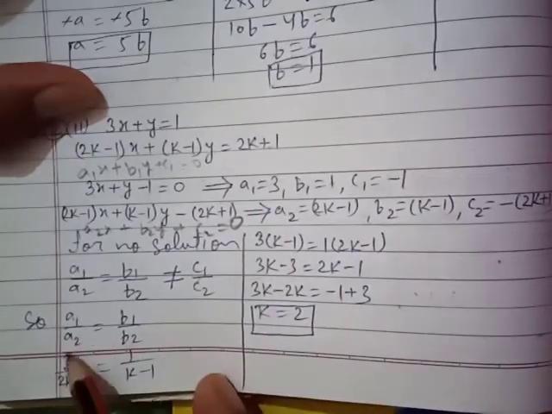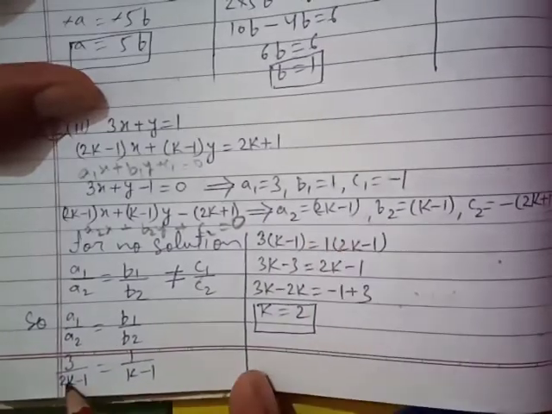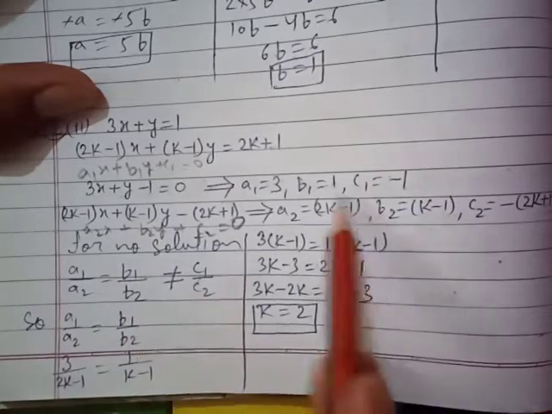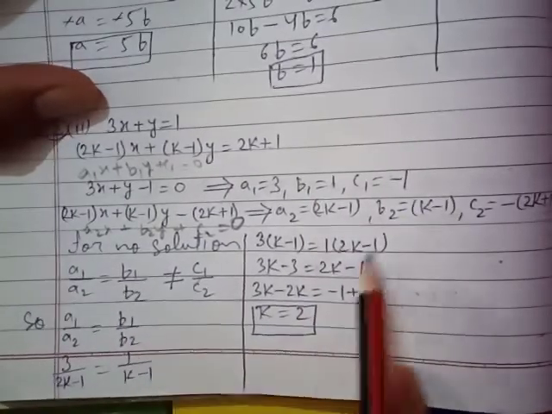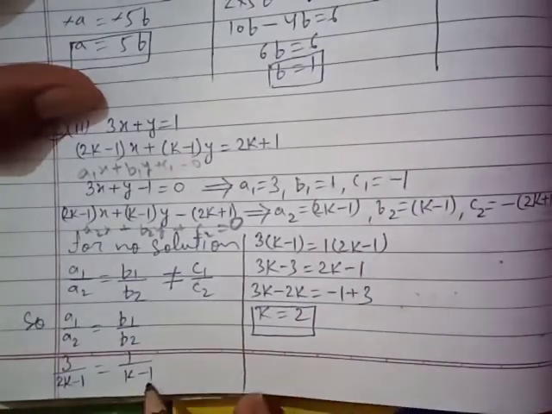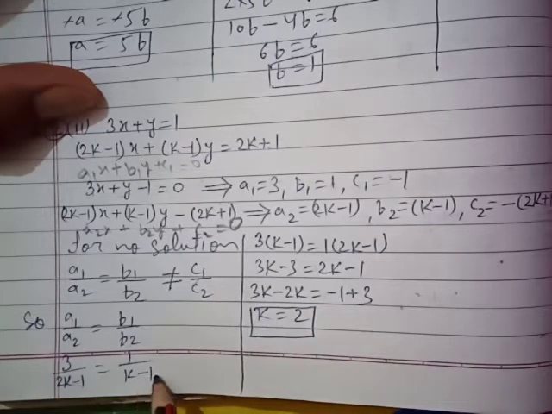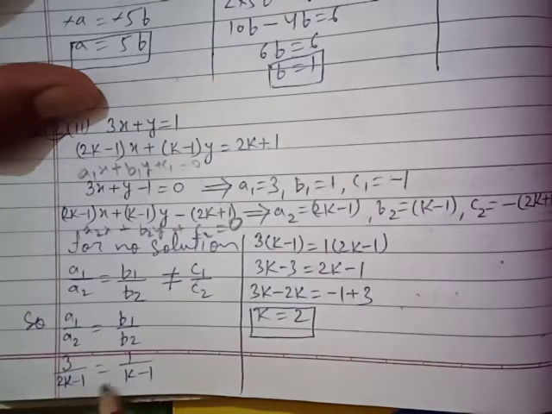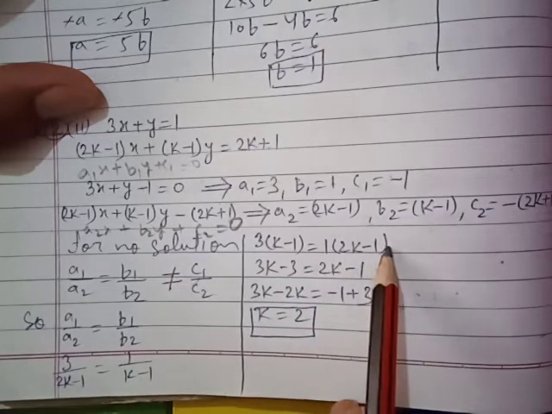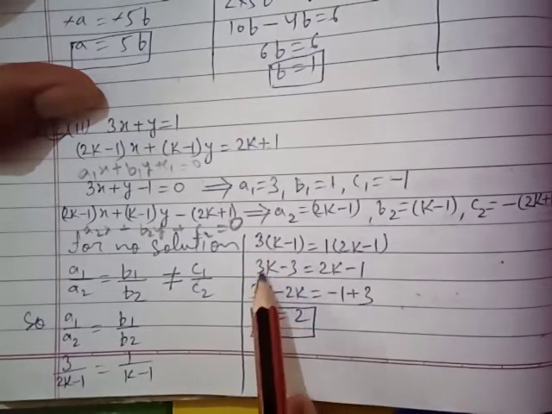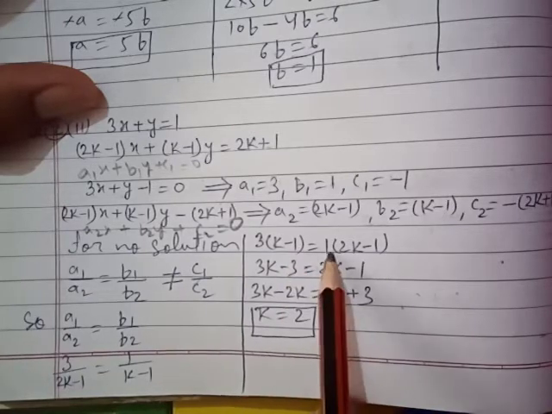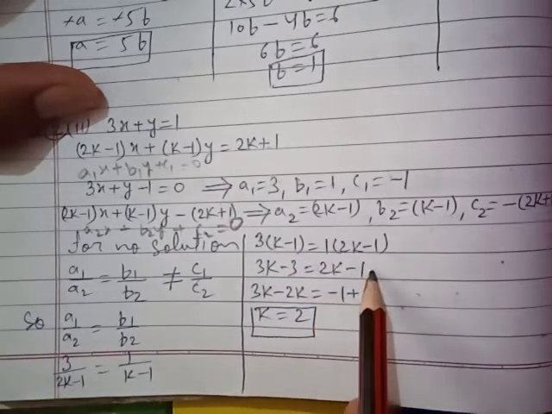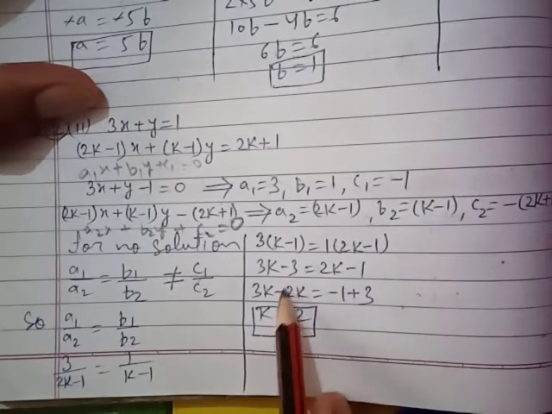A1 is 3, A2 is 2k minus 1. B1 is 1, B2 is k minus 1. Multiply k minus 1 by 3, so 3k minus 3, and multiply 2k minus 1 with 1, so 1 into 2k minus 1. 3 into k is 3k, 3 into 1 is 3, 1 into 2k is 2k, 1 into 1 is 1. Shift 2k this side.